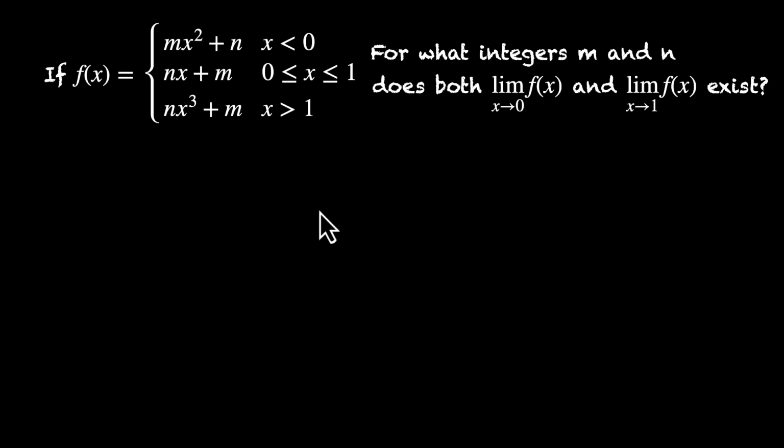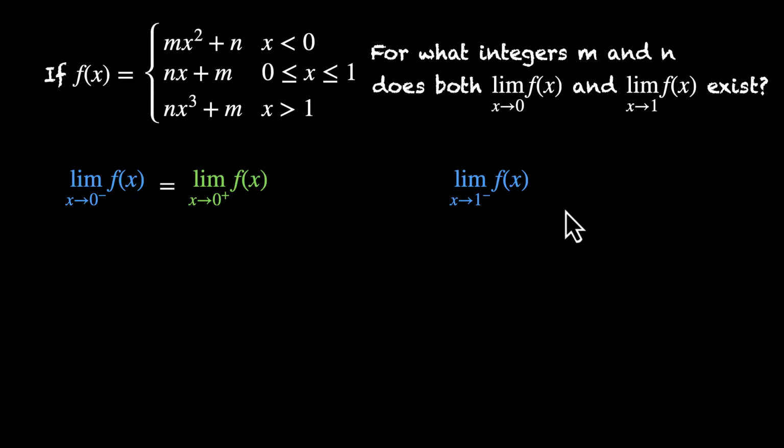Alright, now the same principle will work here. If the limit exists, this means that the left hand limit and the right hand limit are both equal. So if the limit at 0 exists, we can say that the left hand limit at 0 is equal to the right hand limit at 0. And if the limit at 1 exists, we can say that the left hand limit at 1 is equal to the right hand limit at 1. We have these two variables m and n, and we'll get two equations, one from here and one from here, and we'll be able to solve for m and n.